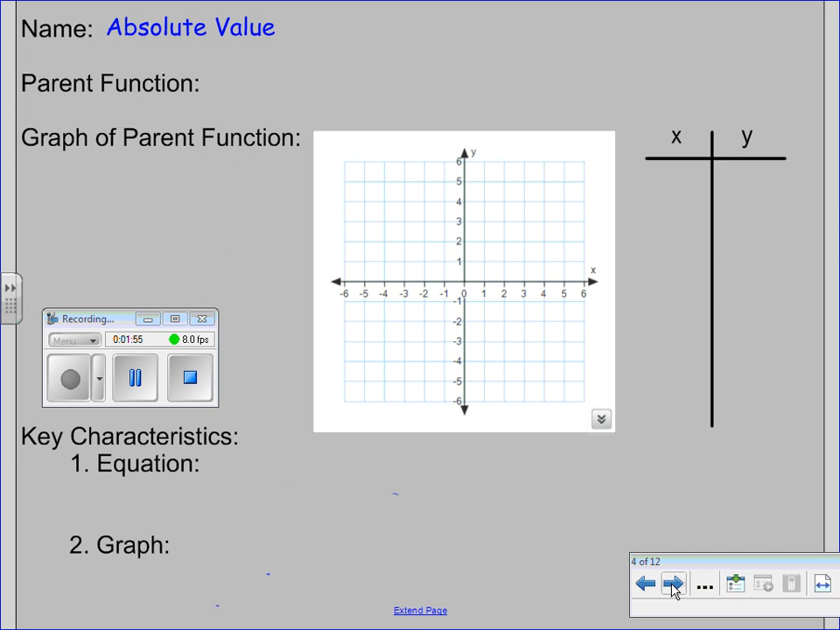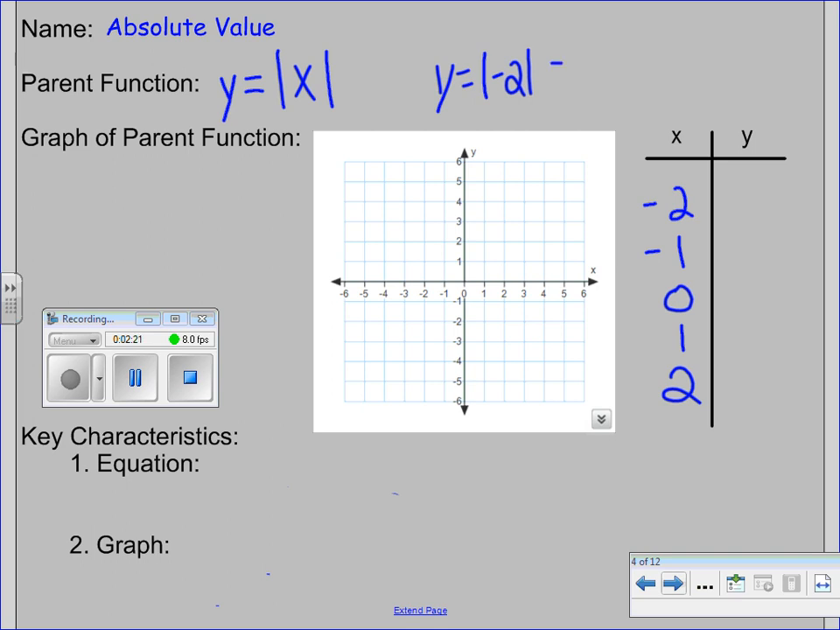Our absolute value function, the parent function, looks like this: y equals the absolute value of x. So we're going to graph this. Again, we're going to choose those same x coordinates. Now, when you take the absolute value of a number, you're just asking yourself, how far is that number away from 0? So if I plug in -2 into this function, how far is -2 away from 0 on a number line? Well, it's 2 units away.